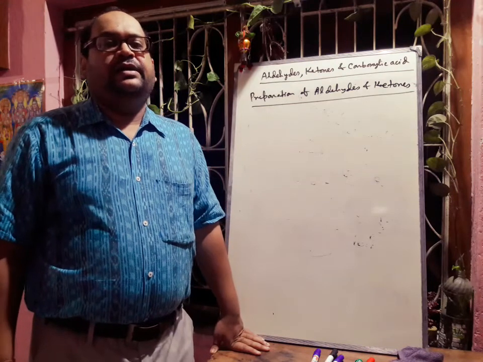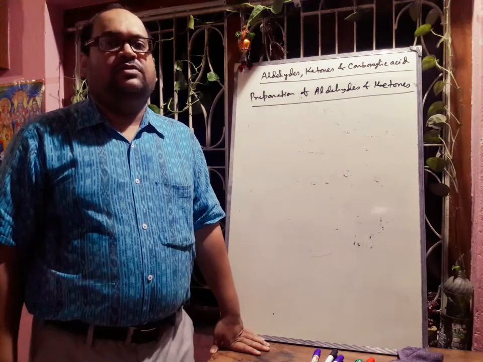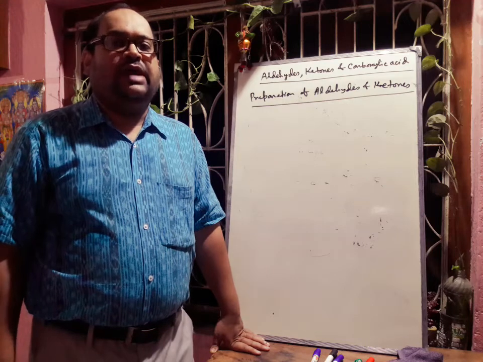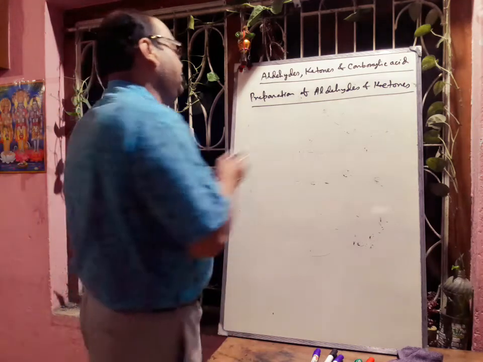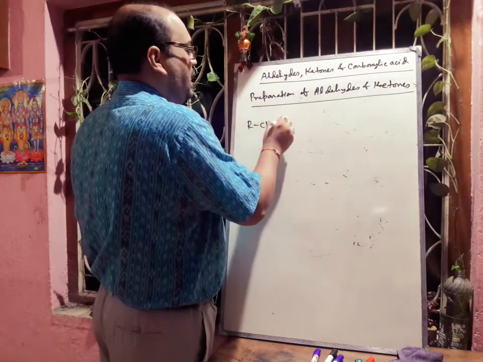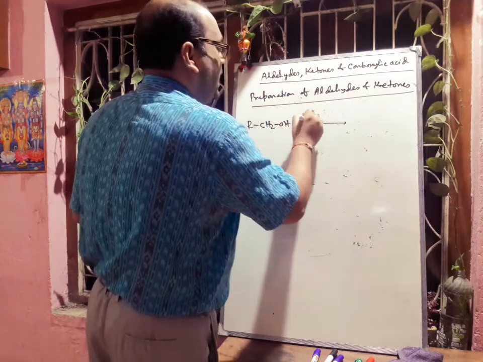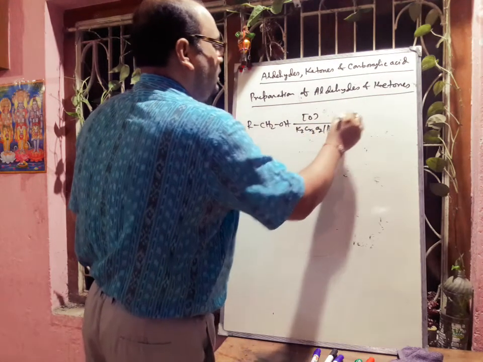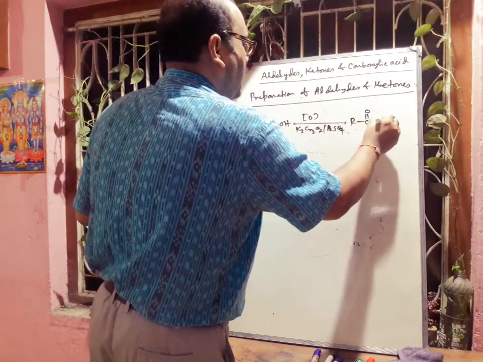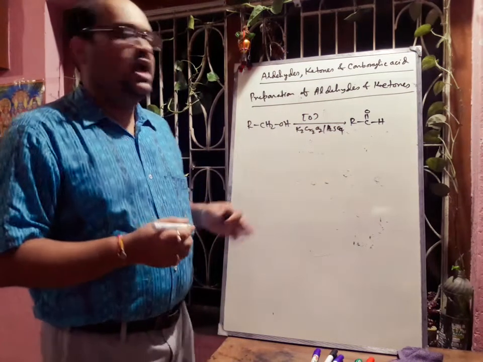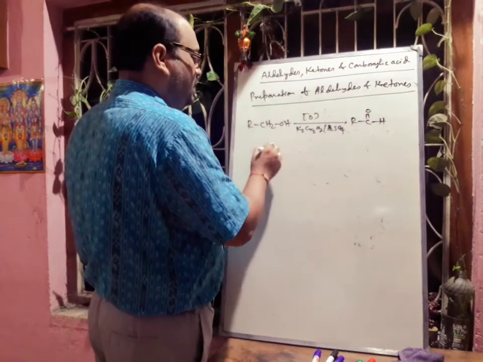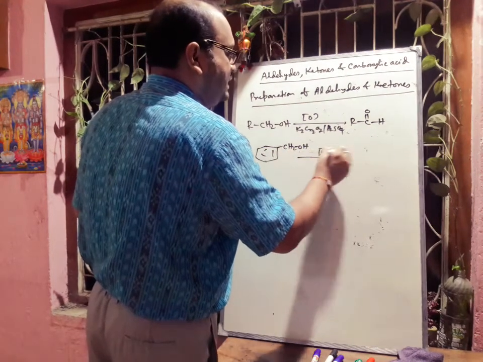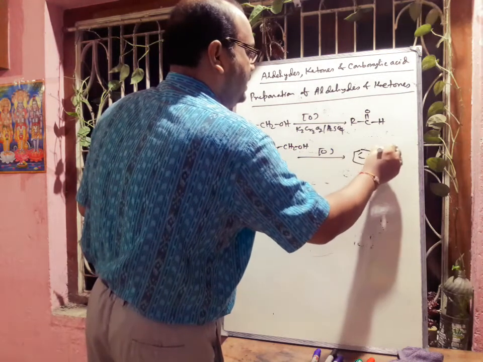Aldehydes can be obtained by direct oxidation of primary alcohol with acidified dichromate, or we can use chromium trioxide or alkaline KMnO4. So here if we take any alcohol and add an oxidizing agent like K2Cr2O7 and H2SO4, that will convert into aldehyde. Or if we take benzylic alcohol and use the same oxidizing agent, then it will produce benzaldehyde.